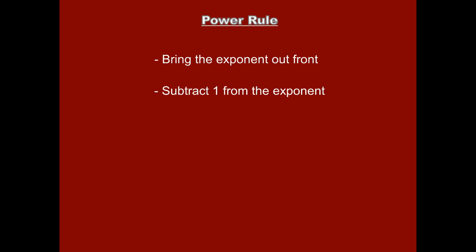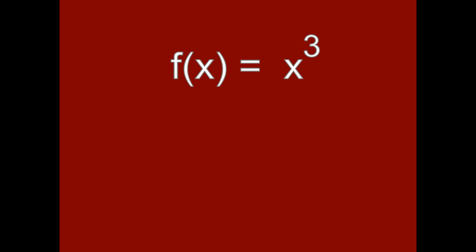The power rule states that you bring the exponent out front and then subtract 1 from the exponent. For example, with x cubed, you would bring the 3 out front and then drop the exponent by 1, which leaves you with a 2 in the exponent. Doing this process will give you 3x squared. This is a function all on its own now.